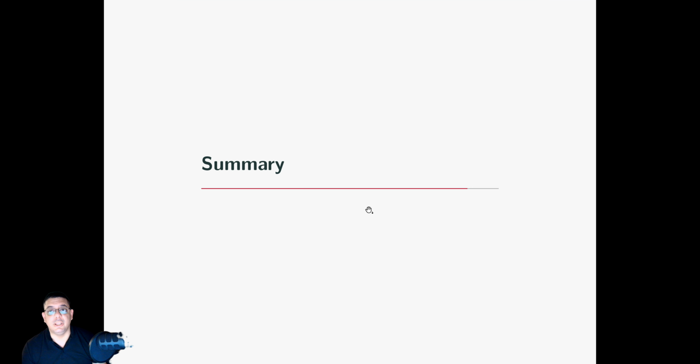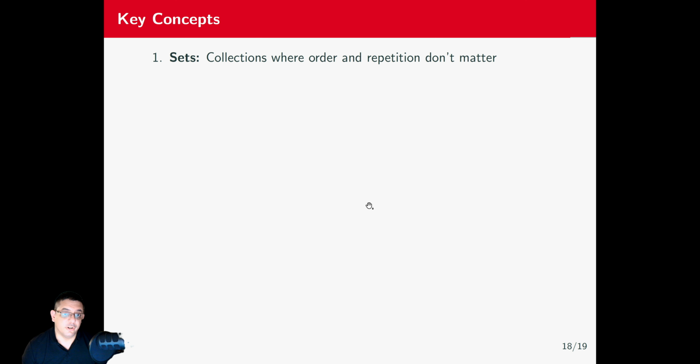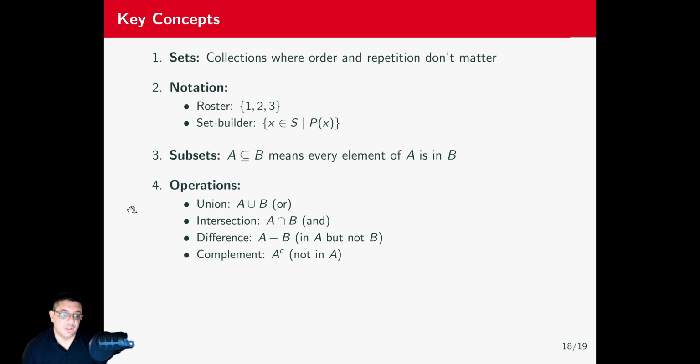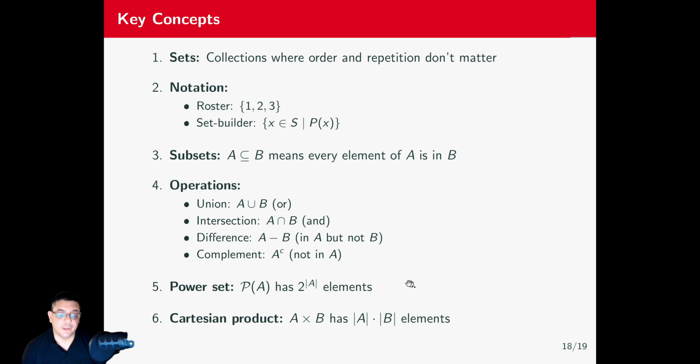Okay, summary. In this section, we did a bit of review on sets. We checked that those are collections where order and repetition don't matter. We checked, again, the roster or set builder notation and the subset definition, where every element of A must be in B for A to be a subset of B. The operations: union, intersection, difference, and complement. And the power set, which has 2 to the cardinality of A elements and includes all the possible subsets that A has. The Cartesian product, which has |A| times |B| elements.